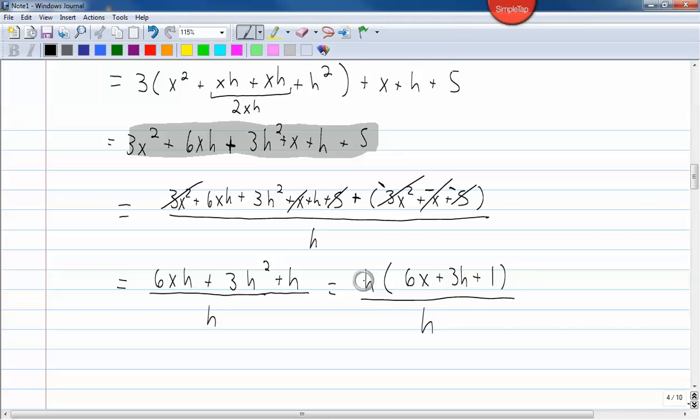Now that I have a product in the numerator, I can cancel the h's out, and my answer is 6x plus 3h plus 1. It's kind of a strange answer because it has an h in it and we really don't know what h is, but that would be the answer. That's the difference quotient. That's the rate of change of the quadratic.